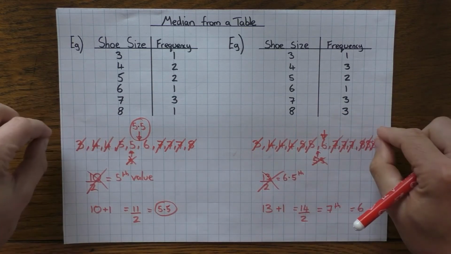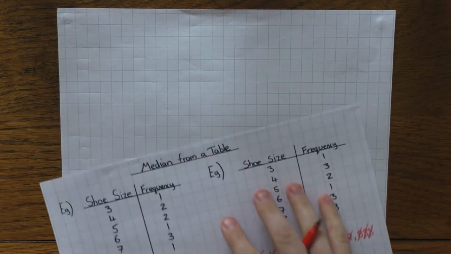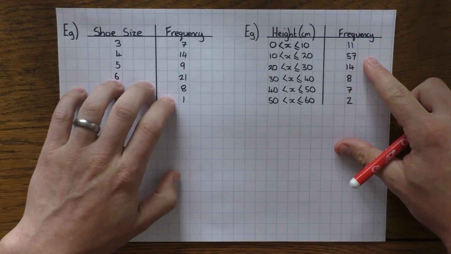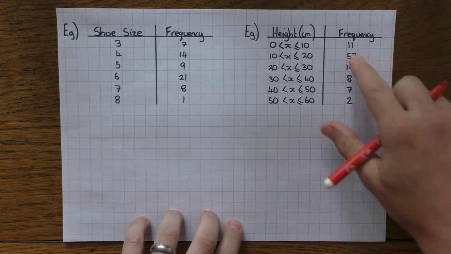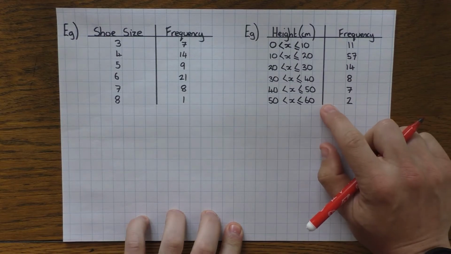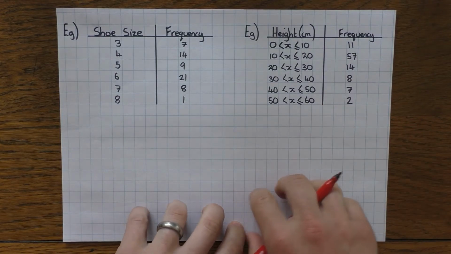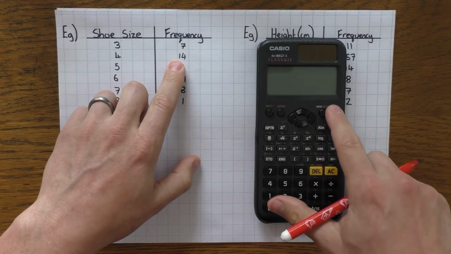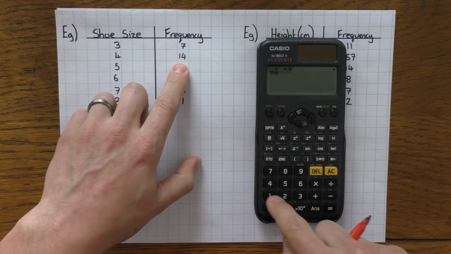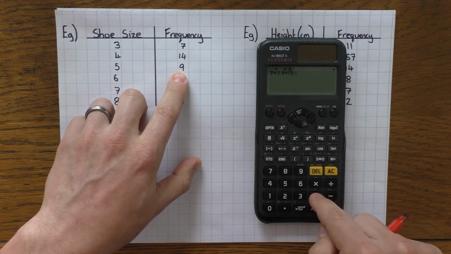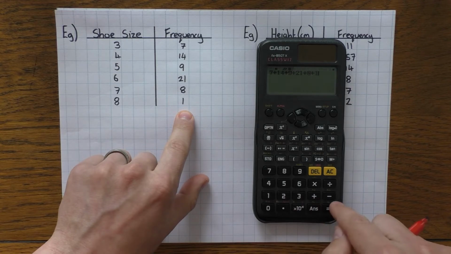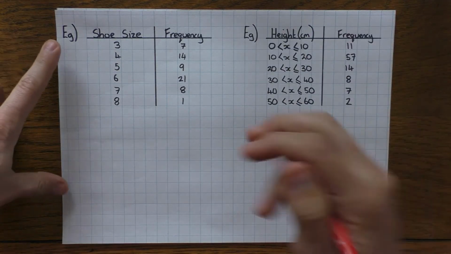Let's try and do it without the lists and see if we can do it. So here we go. I've got just a normal one here again with the shoe size, but the numbers are much bigger. And I've got a grouped one here, grouped data, just to show it's exactly the same trick. Okay, so the first thing we need to do is work out the total. So I'm just going to quickly do that with a calculator. So 7 plus 14 plus 9 plus 21 plus 8 plus 1 gives me a total of 60.